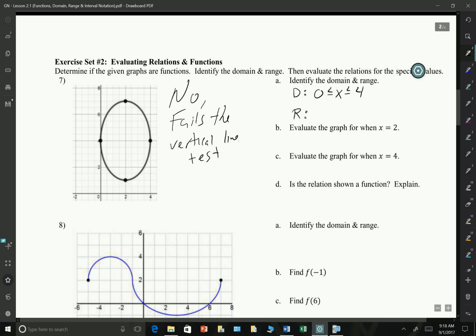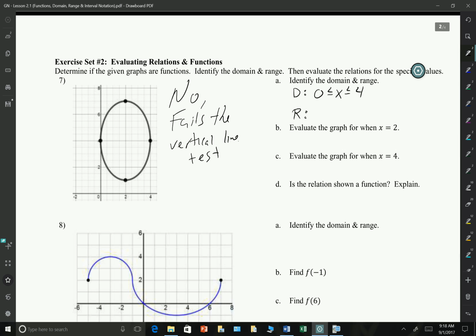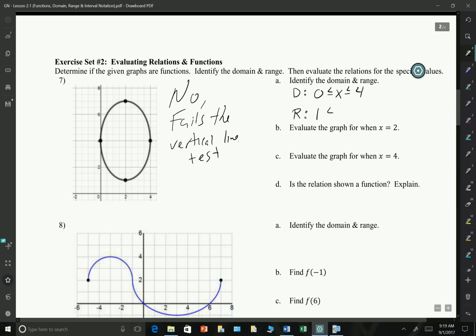Range. Now you turn your pencil horizontal. Least to greatest, bottom to top. What's the first y value it hits? 1. 1 less than or equal to y less than or equal to, what's the top y value it hits? 7. There's your domain and range.